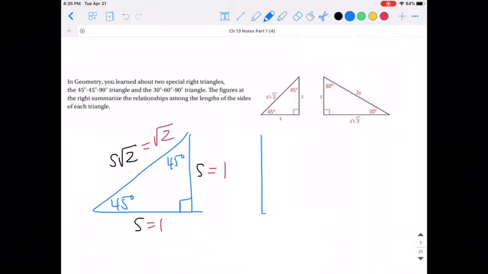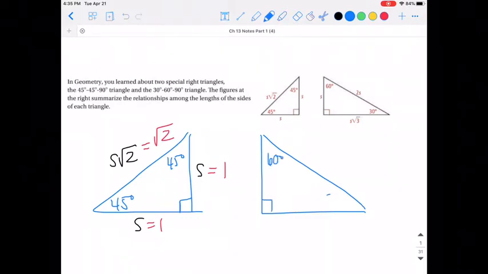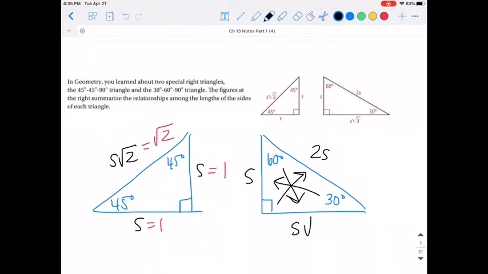For our 30-60-90 triangles, we have our side across from the 30-degree angle represented as S, across from the hypotenuse is 2S, and across from our 60-degree angle is S radical 3. So for example, in this one, if our shorter side, which is across from the 30-degree angle, is 1, our hypotenuse would be 2 times 1, which is just 2, and our longer side, which is across from the 60-degree angle, would just be radical 3.